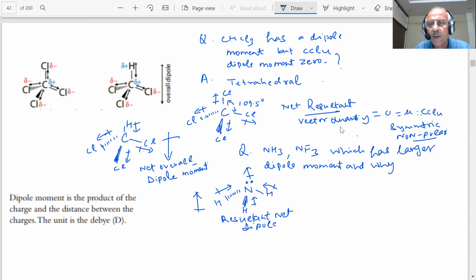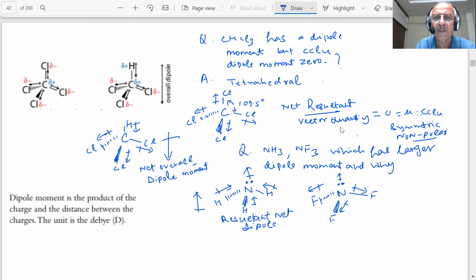How do you draw NF3, students? This is my NF3. There is a lone pair of electrons. Which is more electronegative, nitrogen or fluorine? Fluorine has the largest electronegativity, 4.0 on the Pauling scale. So this dipole is in this direction, this is in this direction. But the lone pair of electrons is there, and this lone pair is pointing opposite to this.